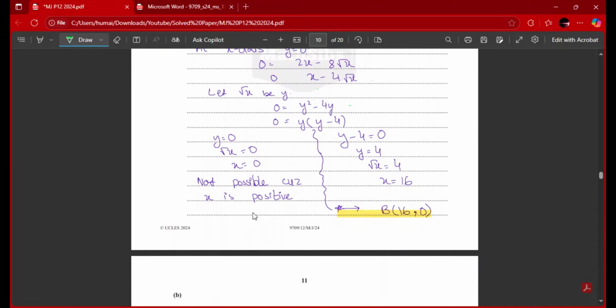And why is 0 not considered? Well, guys, 0 is neither positive nor negative, but it was clearly stated that our B is on the positive x-axis. That's why we are writing B is equal to 16, comma 0.